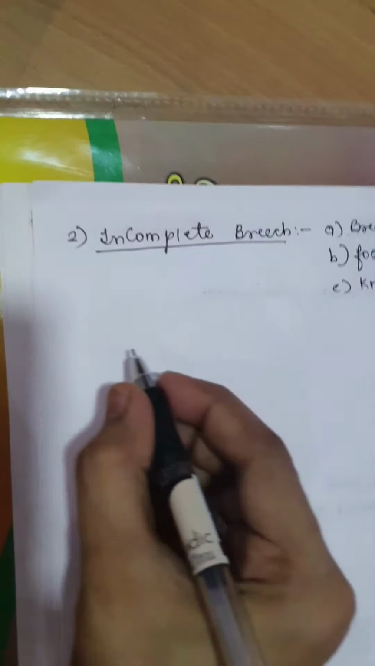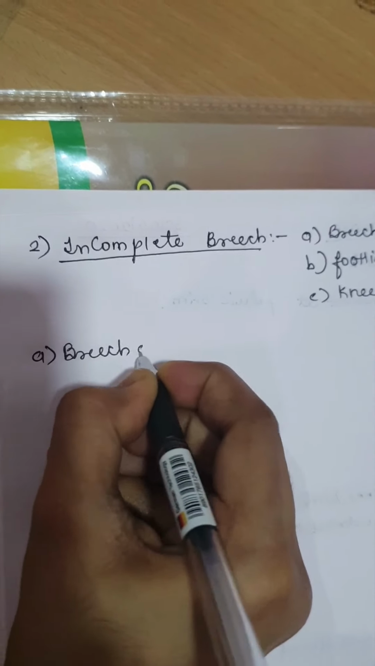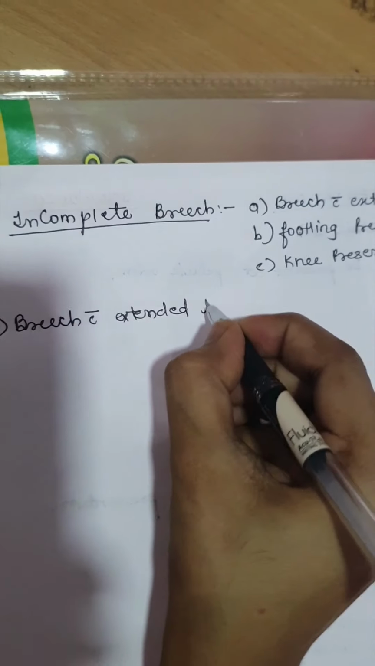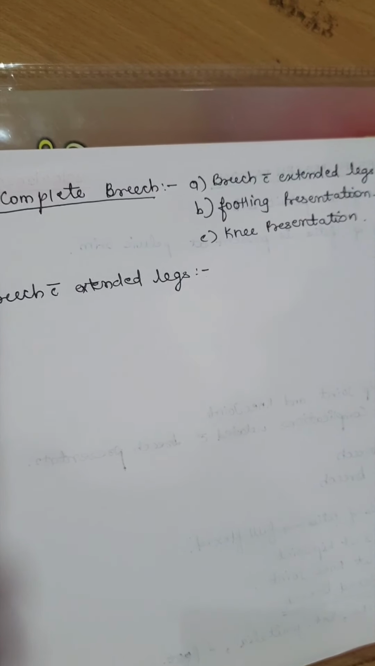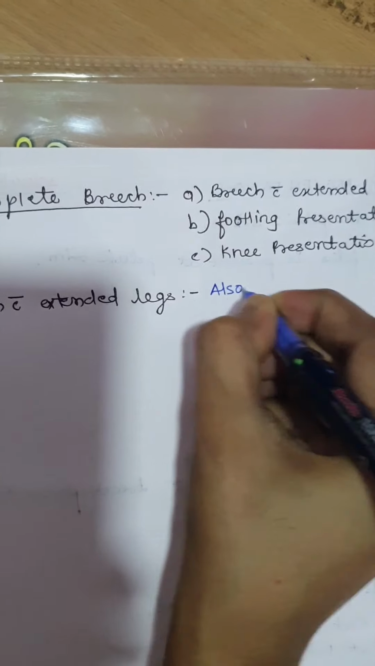First we will see breech with extended legs. This is also called the Frank breech. This is the first and the most common type of incomplete breech presentation, breech with extended legs. It is also called Frank breech.